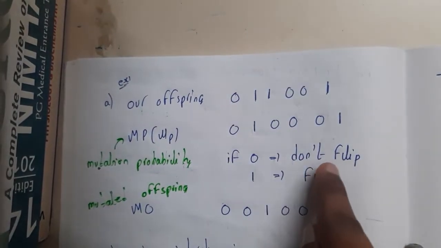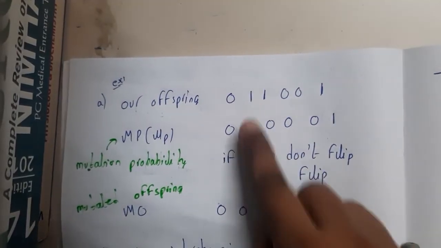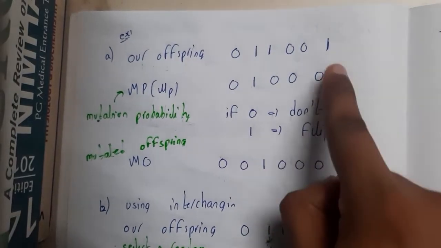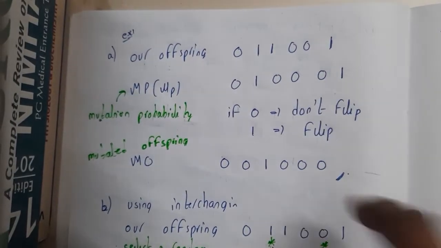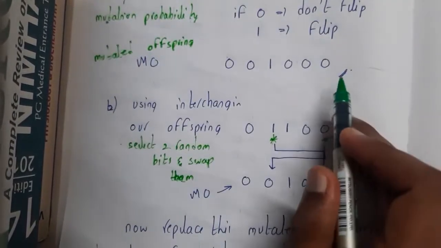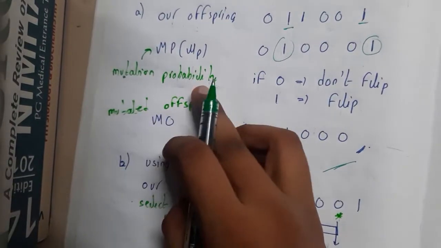Flip here is nothing but complementing. If it is a 1, I will complement it from 1 to 0. If here it is 0 0, no change, and again here it is 1 and here it is 1, so I will make it 0. Whenever we have 1s, we complement those values. That is the first way, using mutation probability.